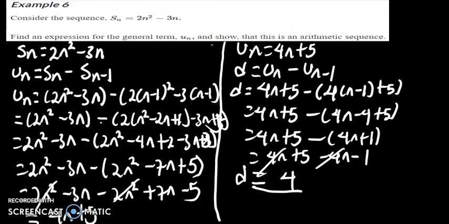And this is clearly an arithmetic sequence because we have a constant difference. This sequence is increasing by 4 in each term. So this is an arithmetic sequence.